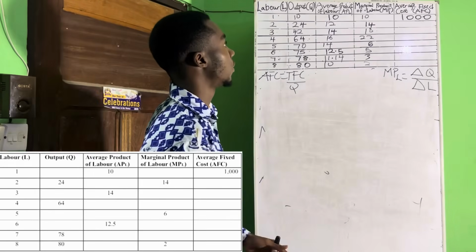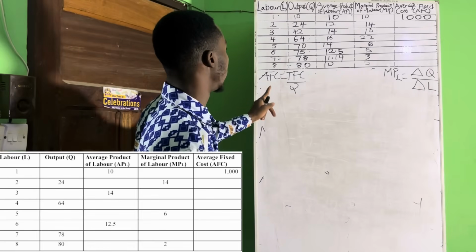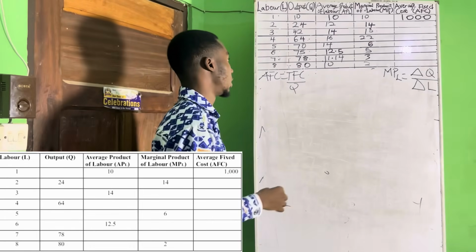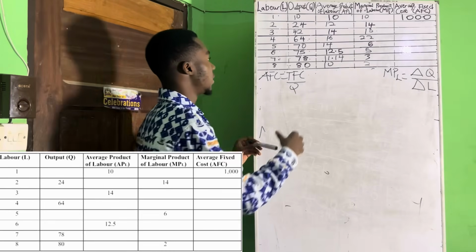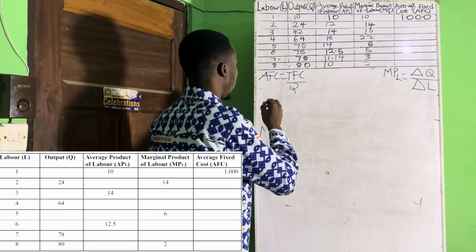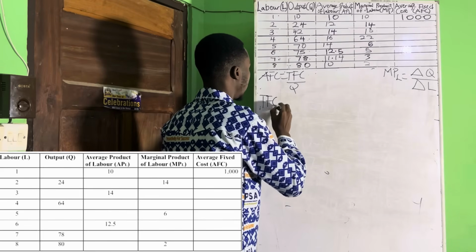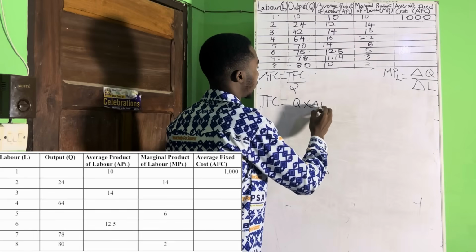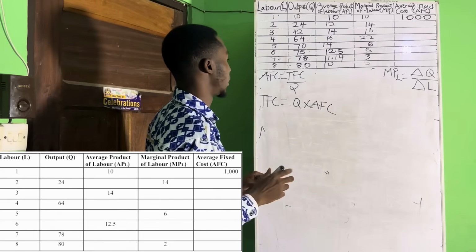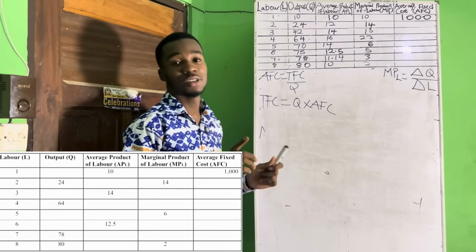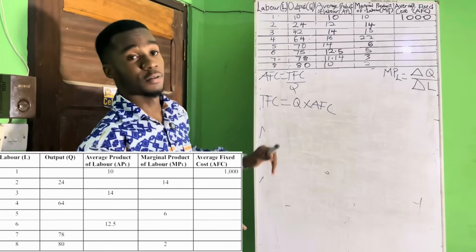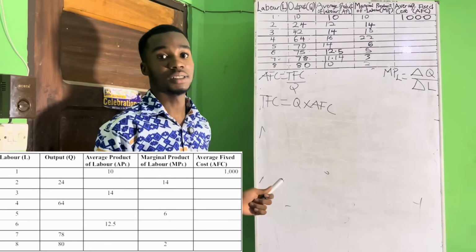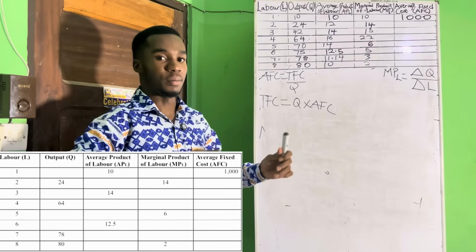All right. So now for the average fixed cost values, you have to know that average fixed cost is equal to total fixed cost over quantity. It means that if you cross multiply, total fixed cost will be equal to quantity times average fixed cost. You get it? Now put this in your head. Total fixed cost for each level of production is the same, but average fixed cost for each level of production differs because you are spreading it around the resources.